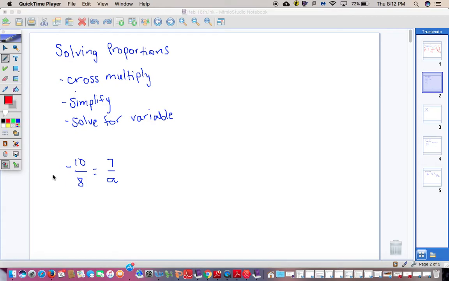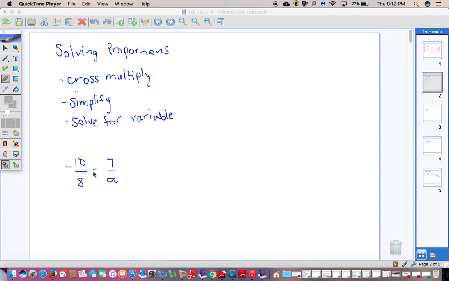Now that negative, I think on your actual paper, it's right next to the division bar, but when it's right next to that division bar, that means that negative can either be in your numerator or in your denominator, but it can't be in both, so you want to be careful of that. It doesn't matter where you put it, as long as you don't put it in both the numerator and denominator.